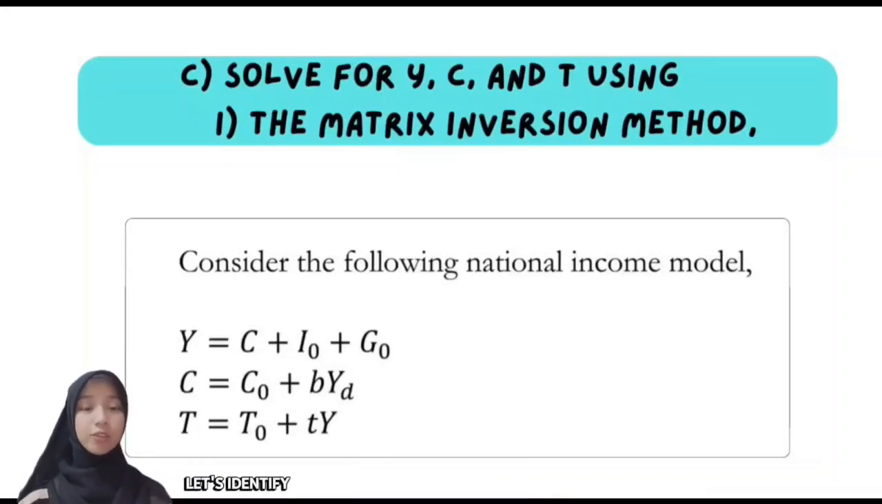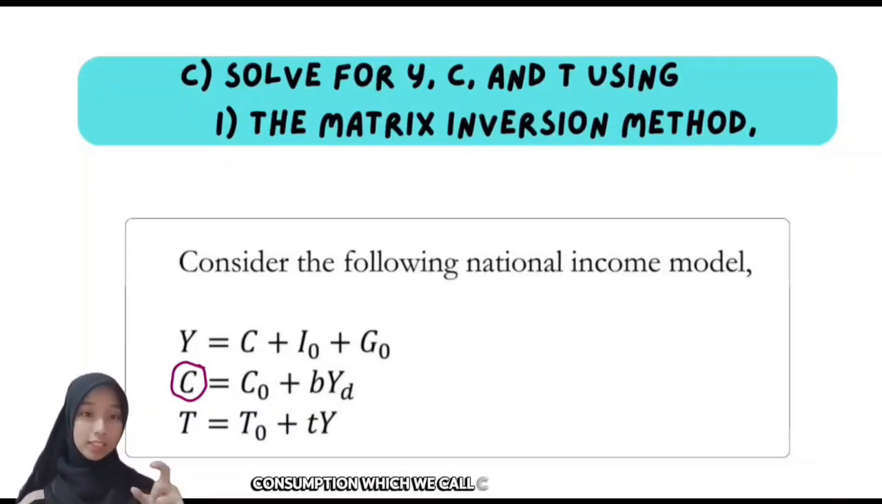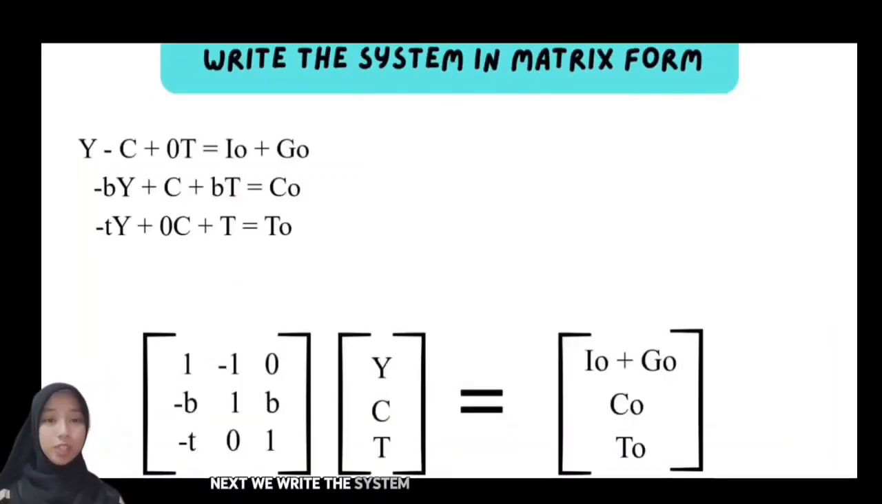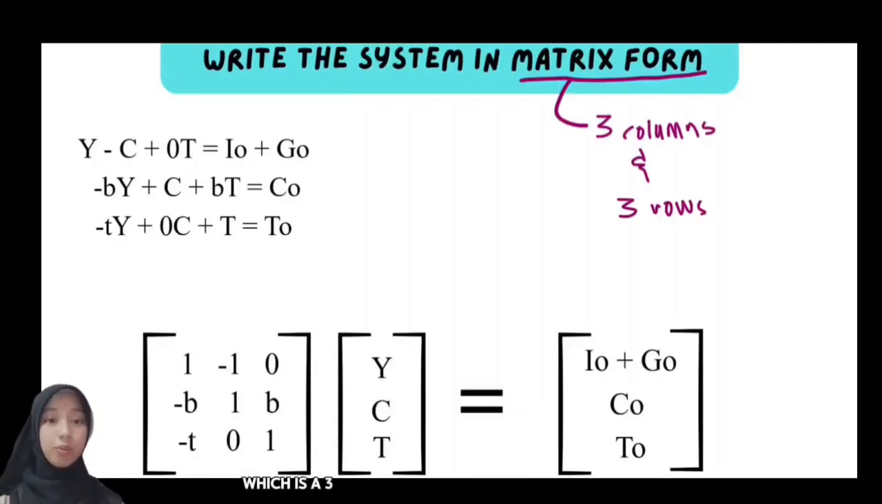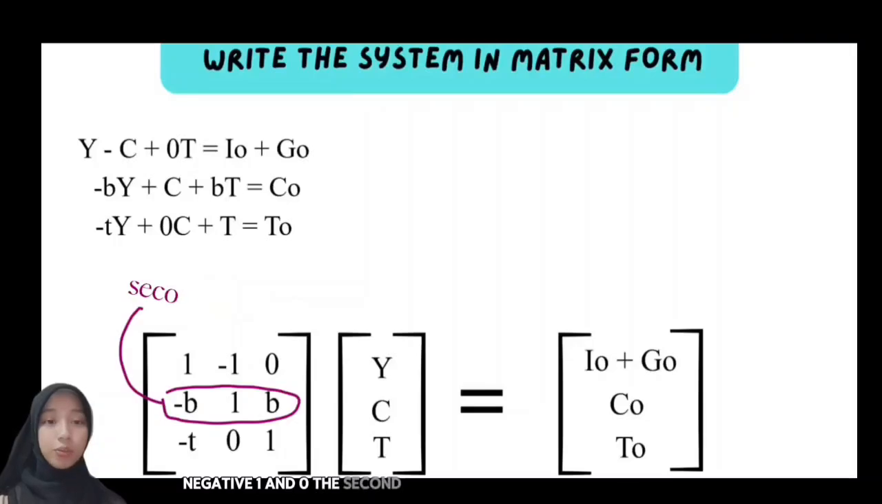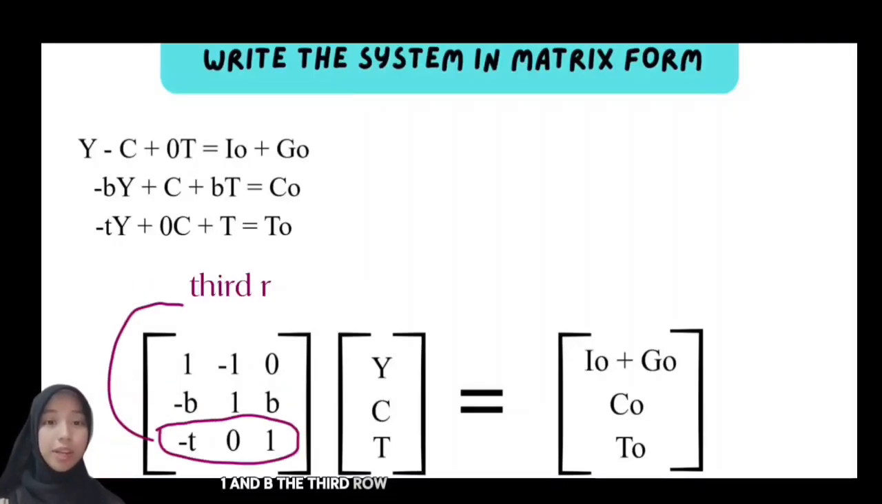First, let's identify the variables we are solving for. These are the endogenous variables: income, which we call Y, consumption, which we call C, and tax, which we call T. These are the unknowns in our system of equations. Next, we write the system in matrix form. The system has a coefficient matrix, which is 3 rows and 3 columns. The first row has the numbers 1, negative 1, and 0. The second row has negative b, 1, and b. The third row has negative t, 0, and 1.